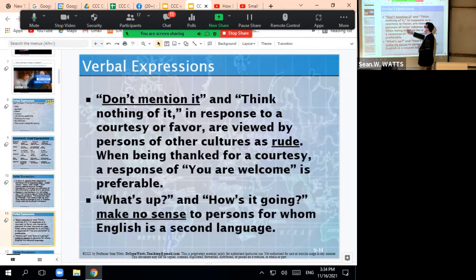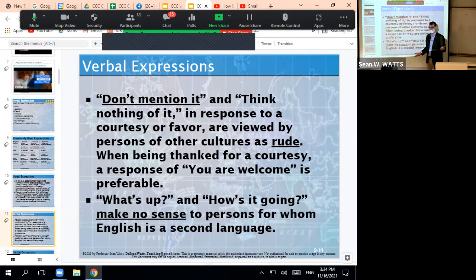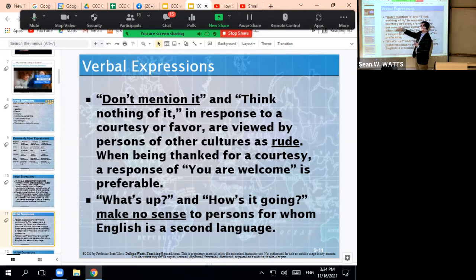And the simple idea of saying, don't mention it. That's a way of saying, you're welcome. If somebody says thank you, you say, don't mention it. That could very easily translate into an insult. It basically means stop talking. But in the United States, it's a very polite thing to say. So check what is the courtesy of what you're talking about.